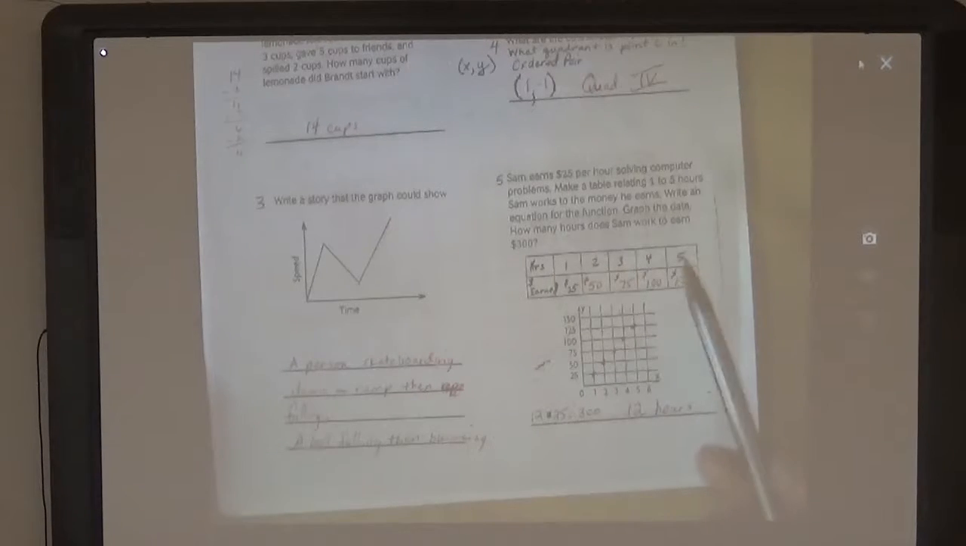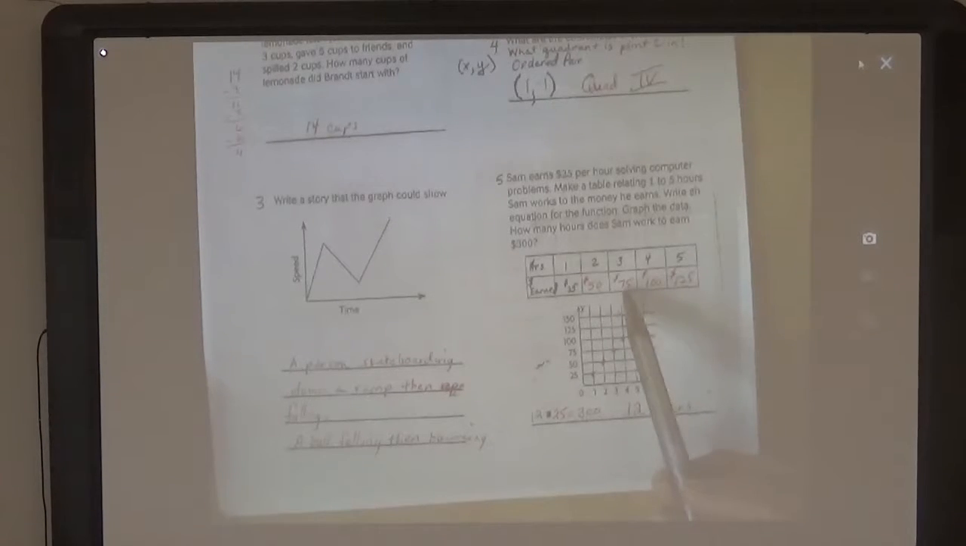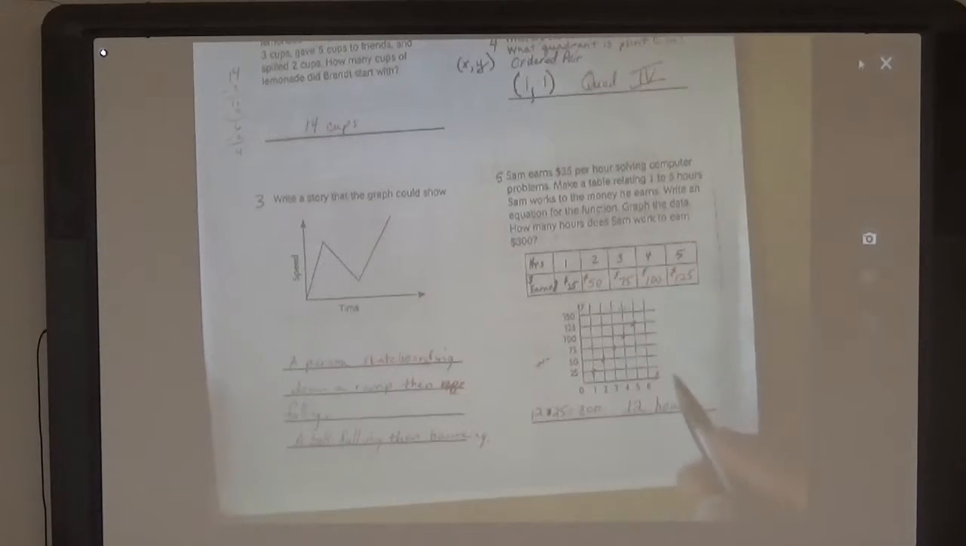So, first you had to fill in the chart. Okay? So check the numbers: 50, 75, 100, 125. Then you had to graph those dots. Okay? Now, you could also draw a line. That would be fine to draw a line. You didn't have to on this one. Okay?